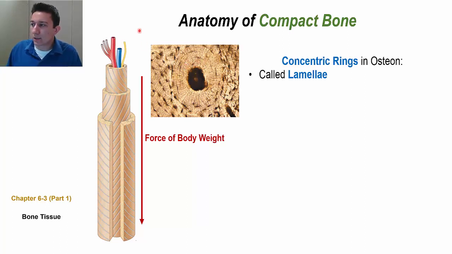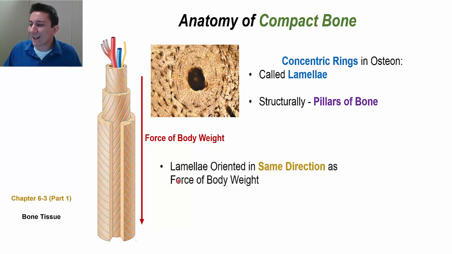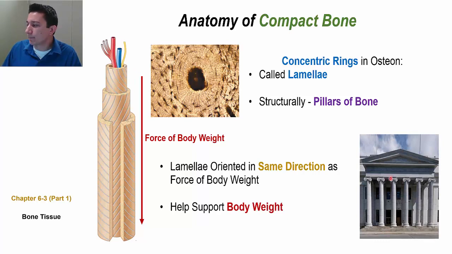The lamellae, as I mentioned, are ring-like pillars of bone, and they really do behave like pillars because they are weight-bearing pillars. They're helping to carry the body's weight because they are oriented in the same direction as the force of body weight is applied to our bones. So they're helping to support the body's weight on these ring-shaped pillars, very analogous to pillars on a building that help support the overall structure of that building.